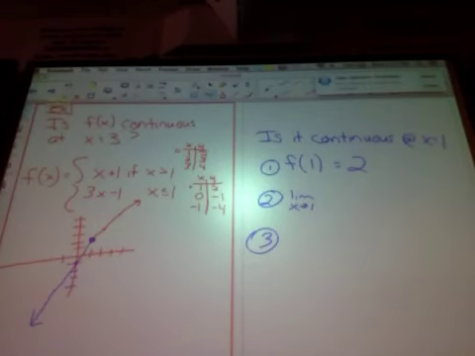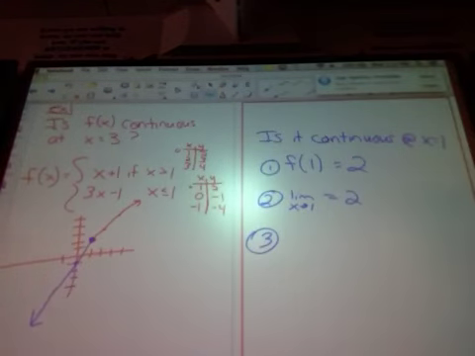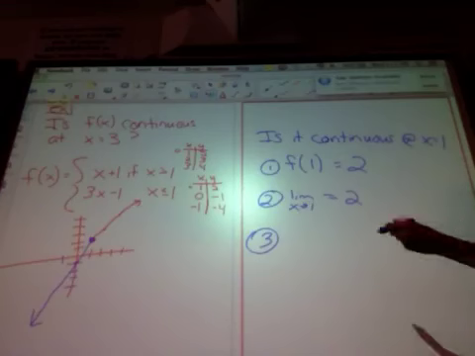Okay, so does it have a limit? Yes. And it is what? 2. Did I match? Yep.